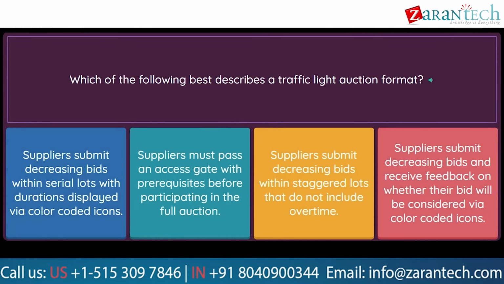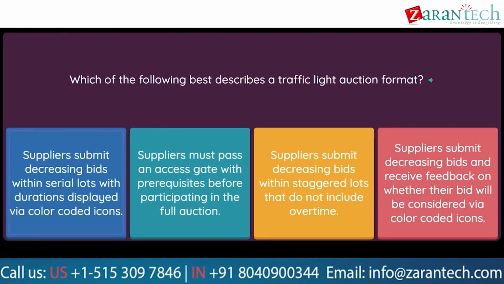Question: which of the following best describes a traffic light auction format? Option 1 Suppliers submit decreasing bids within serial lots with durations displayed via color-coded icons. Option 2 Suppliers must pass an access gate with prerequisites before participating in the full auction. Option 3 Suppliers submit decreasing bids within staggered lots that do not include overtime. Option 4 Suppliers submit decreasing bids and receive feedback on whether their bid will be considered via color-coded icons.